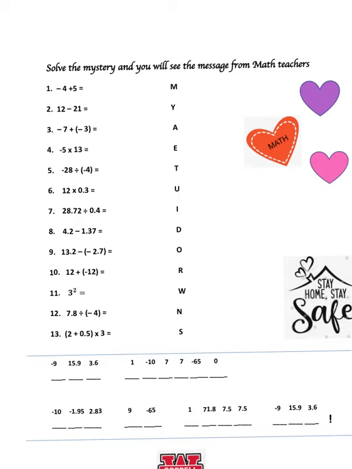So the first one we have -4 add 5. They are different sides, so we subtract and keep the side of the higher number. So 5 subtract 4, you get 1. Higher number is 5, so we still keep it positive. So 1, we have letter M.